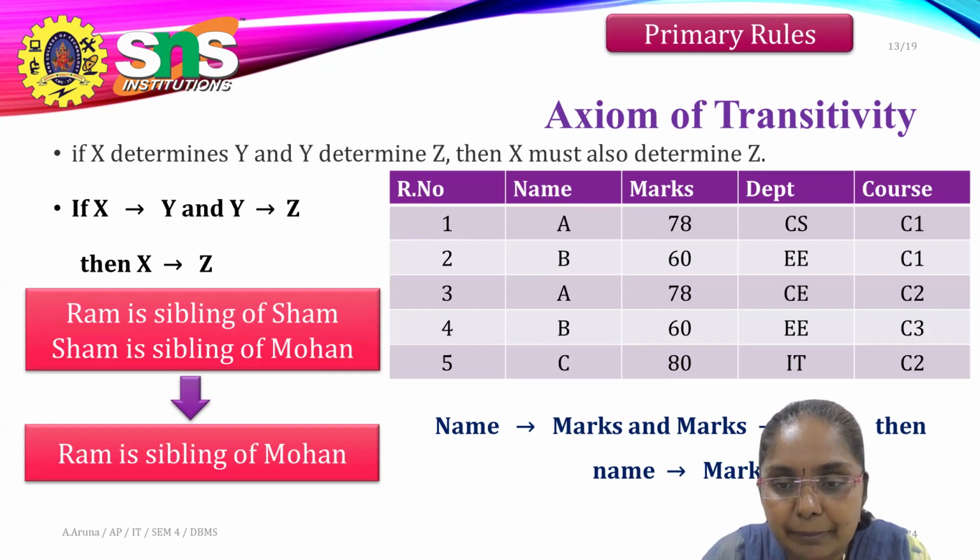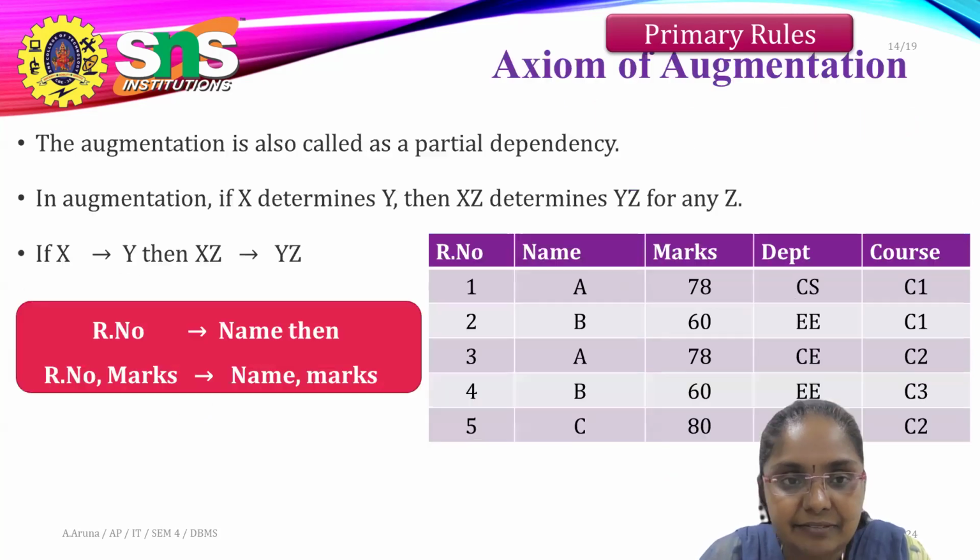For example, here name determines marks and marks determines course. Through that, I can say name determines course. This is the indirect relationship associated here. This type of thing we call the axiom of transitivity.